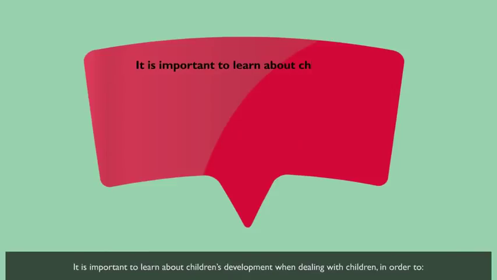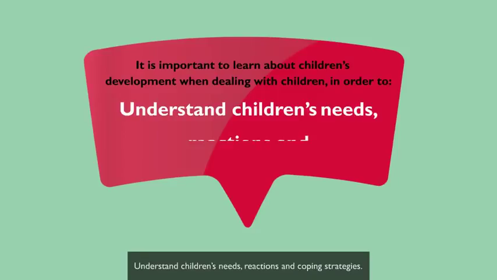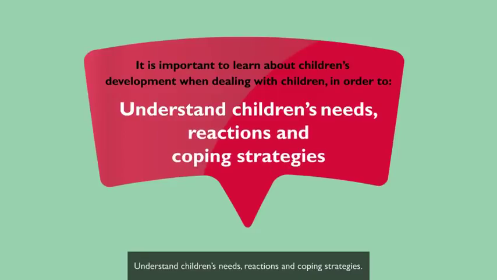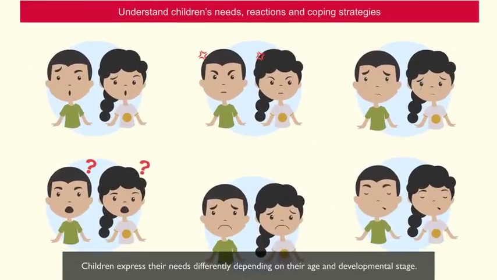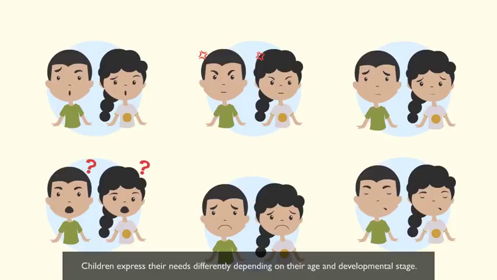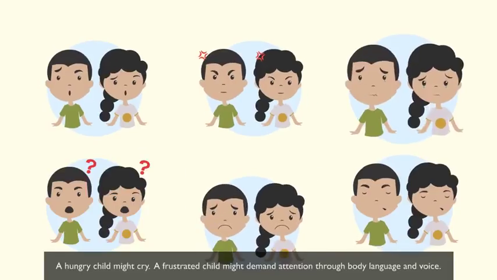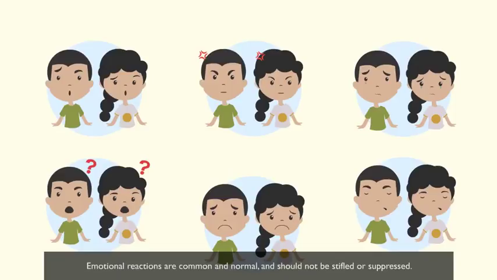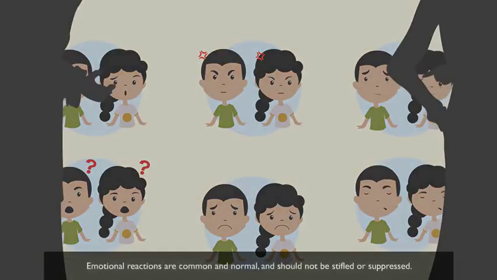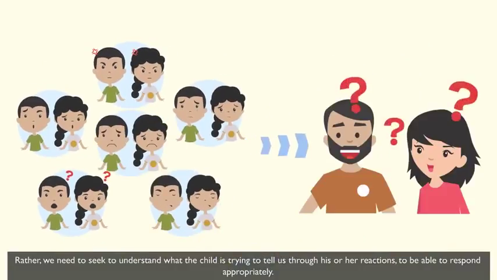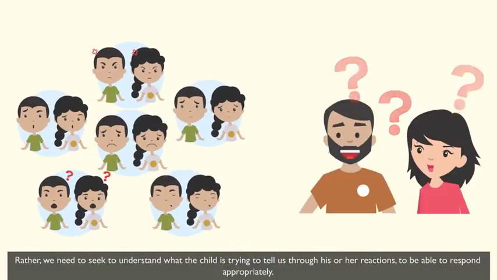It is important to learn about children's development when dealing with children in order to understand children's needs, reactions, and coping strategies. Children express their needs differently depending on their age and developmental stage. All reactions are important, as they help the child to get the care and support he or she needs. A hungry child might cry. A frustrated child might demand attention through body language and voice. Emotional reactions are common and normal, and should not be stifled or suppressed. Rather, we need to seek to understand what the child is trying to tell us through his or her reactions, to be able to respond appropriately.